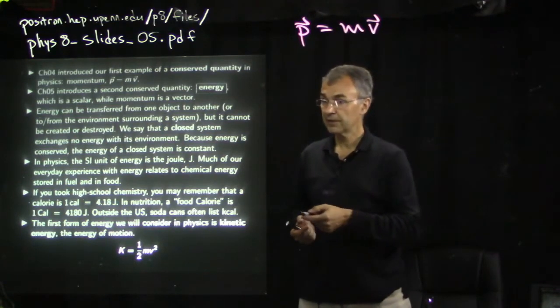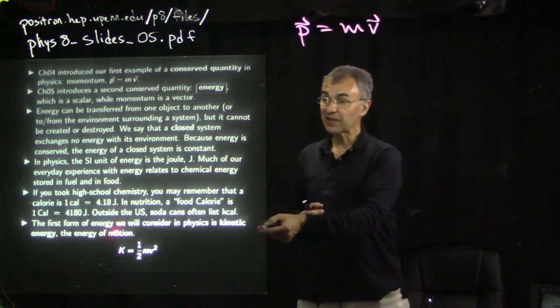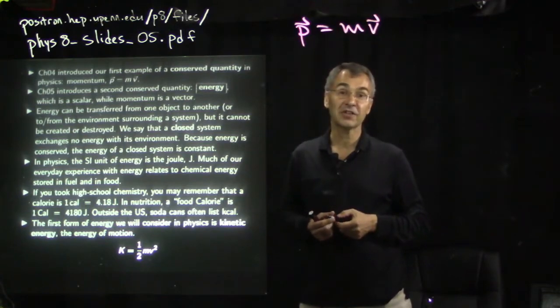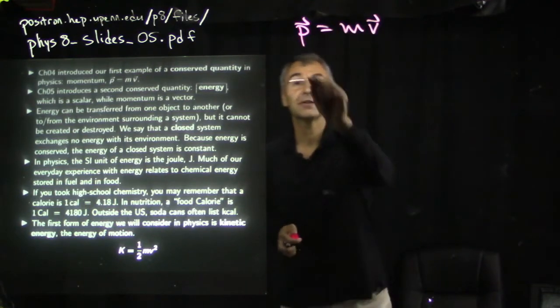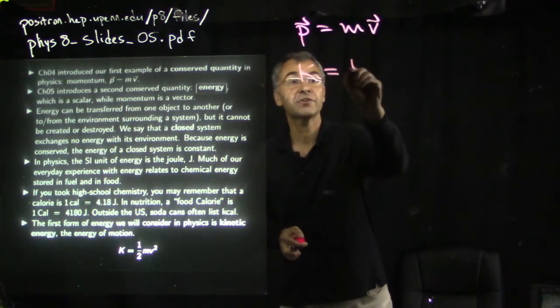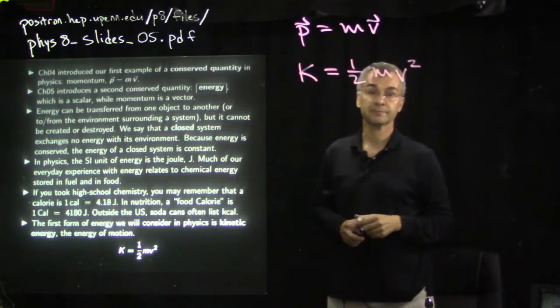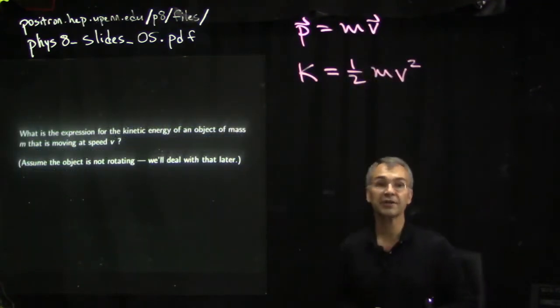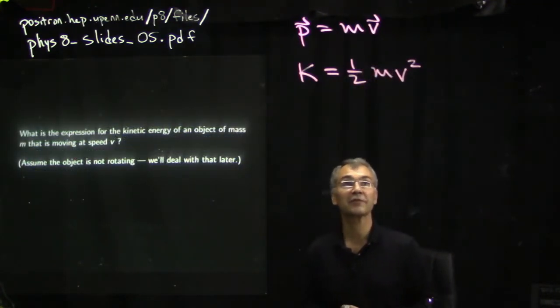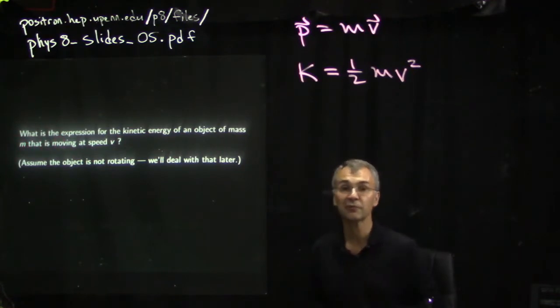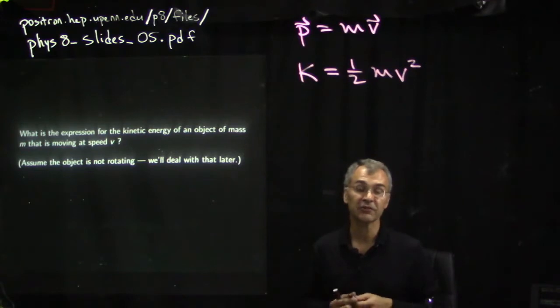Anyway, the first form of energy that we will consider in physics is kinetic energy. Kinetic energy is the energy of motion. And you might have seen before that kinetic energy is 1/2 mv squared. So that's 1/2 times the mass times the square of the speed of an object. Okay, so the expression for the kinetic energy of an object of mass m moving at speed v is 1/2 mv squared. This is assuming the object is not rotating.